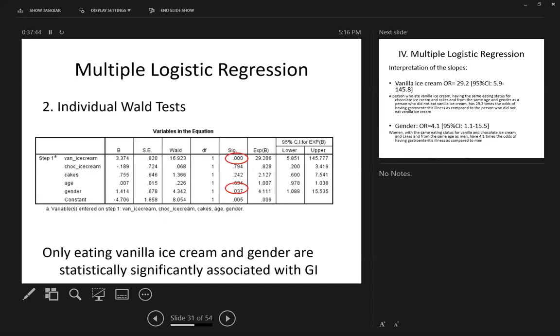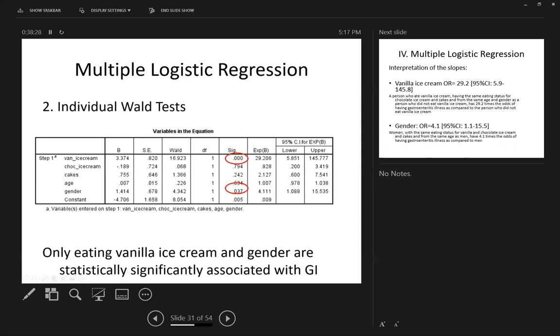And then the multiple logistic regression provides me with a table where I have the beta, but importantly, if I take e to the beta, the exponential of beta, this is the odds ratio. So these are the odds ratios. This means that somebody who has eaten vanilla ice cream has 29 times higher odds compared to those who did not eat it to have a GI problem, controlling for other variables in the model, and this is statistically significant. Other variables are not statistically significant.